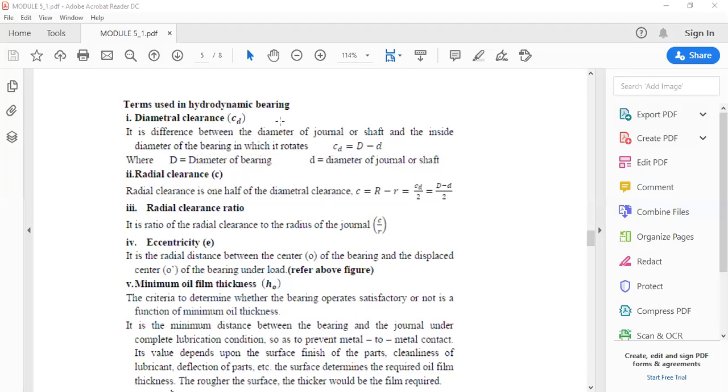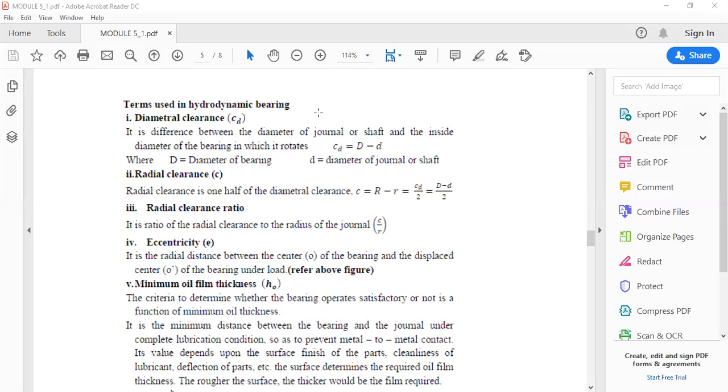Now let us proceed with the next part. In the previous session we came across different types of bearings also. Mainly we are dealing in this chapter with the journal bearing, that is, the hydrodynamic bearing. Related to that, there are some terms that we also have to see here.